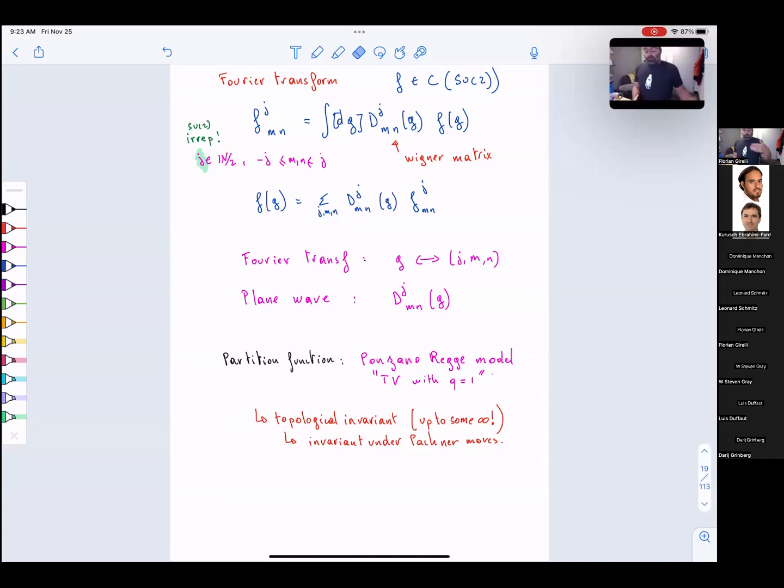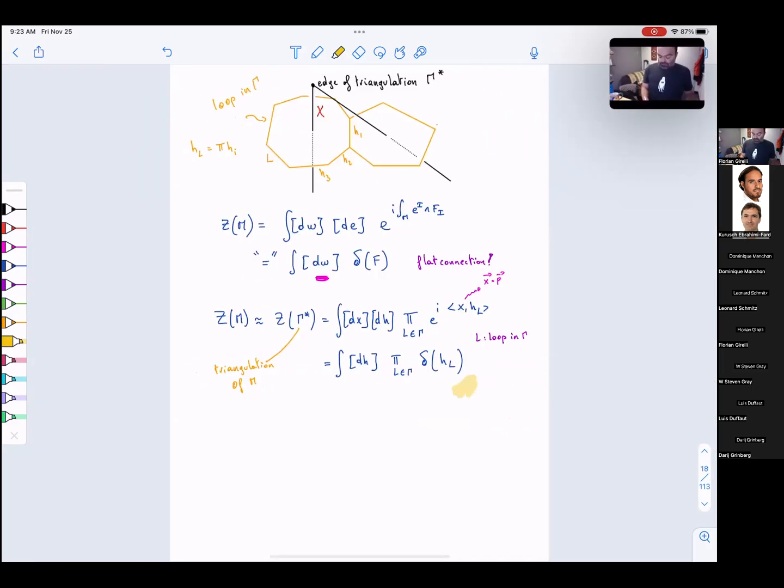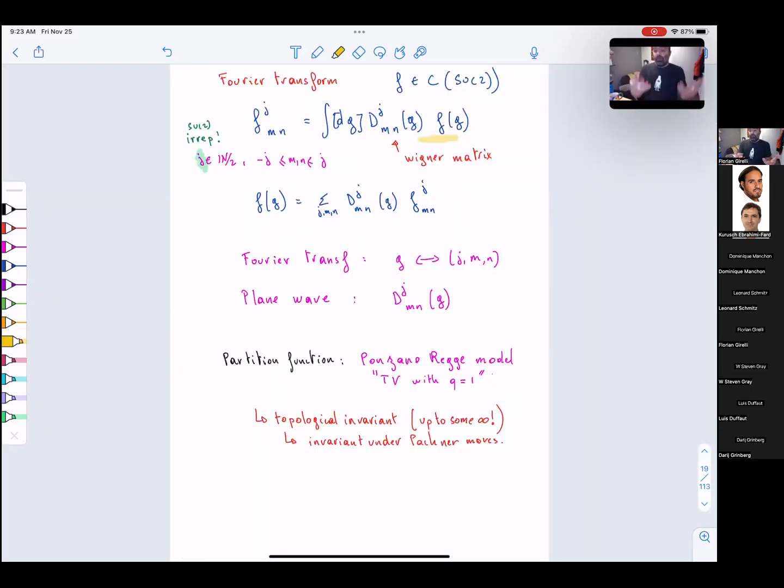And so we can replace, for example, the delta function in terms of its expression in terms of characters and so on. Or we can use the Fourier transform, the Peter-Weyl theorem. So that's basically what I have in mind here. And at the end of the day, if you do that properly, starting from this expression over there, you will just recover the analog of the Turaev-Viro model, but with q equal to 1, which is the Ponzano-Regge model. And like I said, this is a topological invariant.